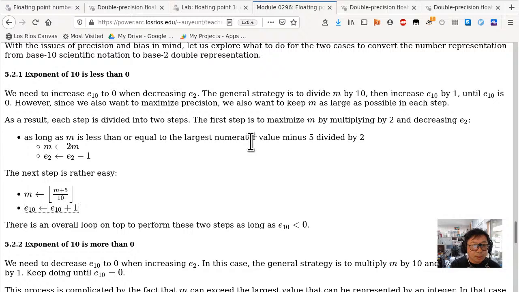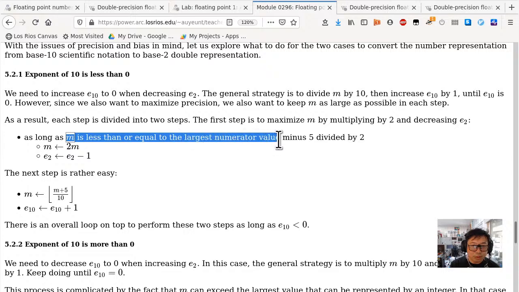over here, and it says right here, "as long as." Now this is really just another way to say "while," because while is saying the same thing: as long as m is less than or equal to the largest numerator value, which in this case is (65,535 minus 5) divided by 2. The idea is that if I double this, I need a plus 5 over here, so I need to leave enough room to do the plus 5, and therefore I need to do a subtraction by 5 here.